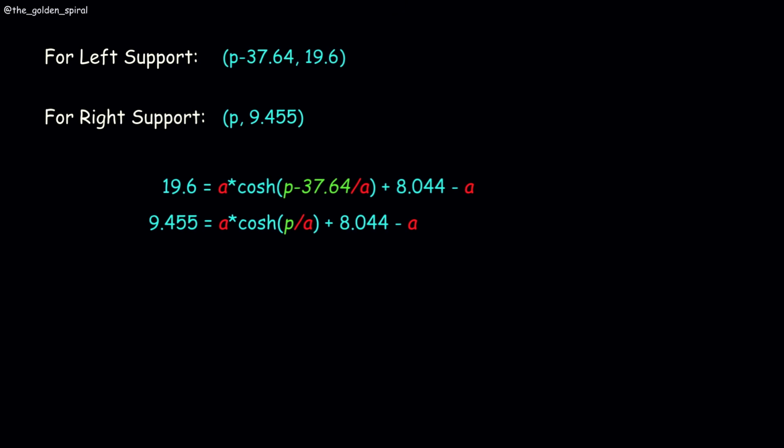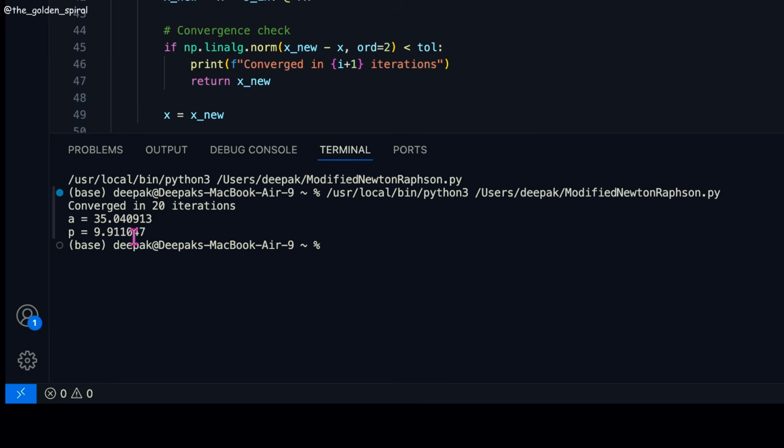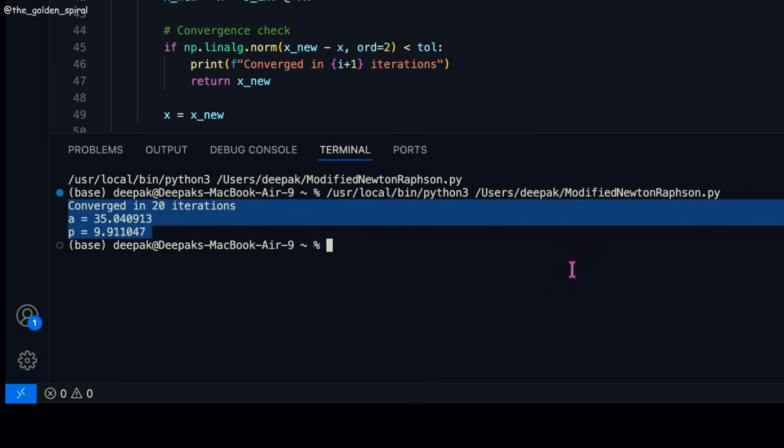So what do we do? We go to a bit higher maths. We will use the Newton-Raphson method to solve these equations. I have written a Python code to solve these equations, and we have got the parameter a as 35.04 and p as approximately 9.9.